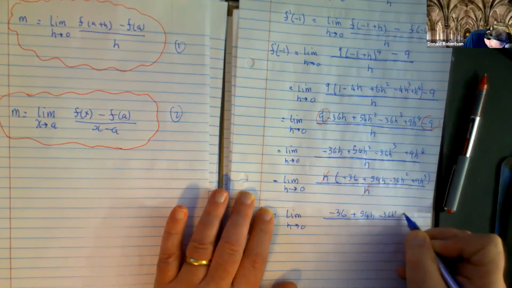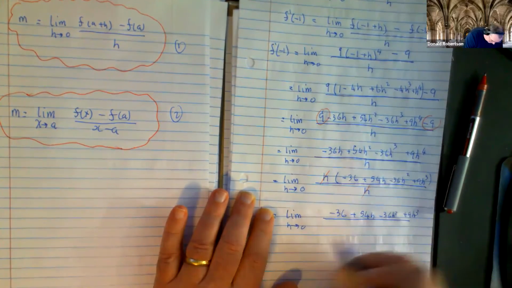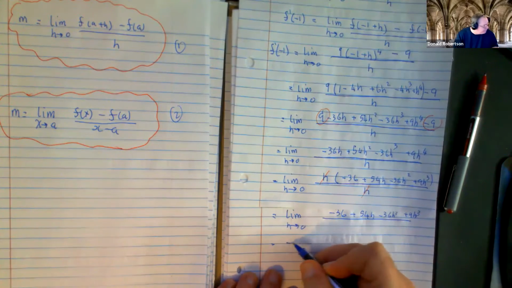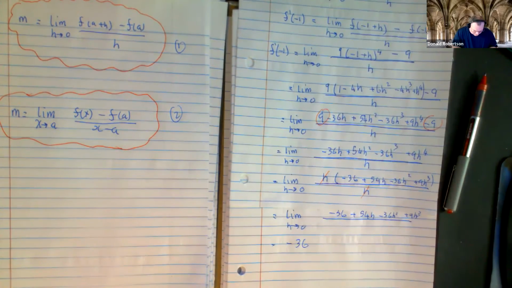And I have no idea why I put a line there, because you don't need one. And now you can make h 0 and bingo. The answer ends up being negative 36.